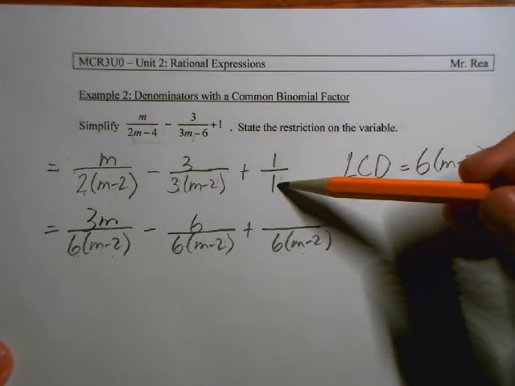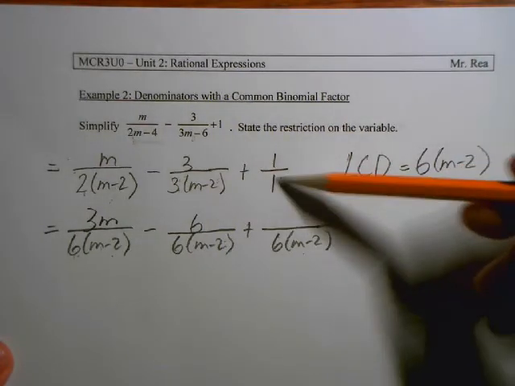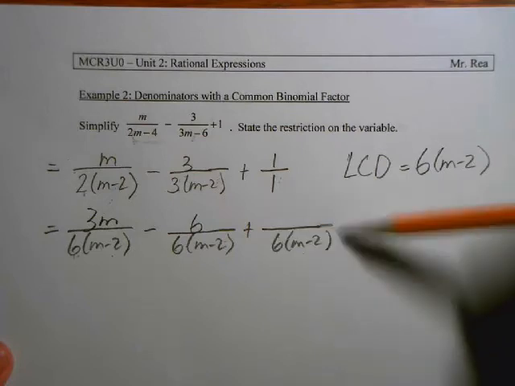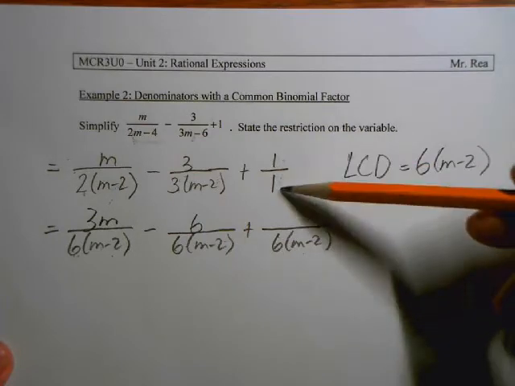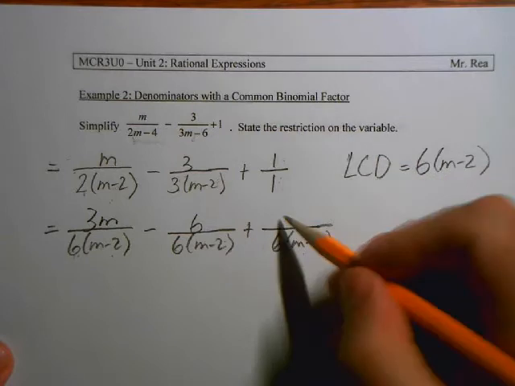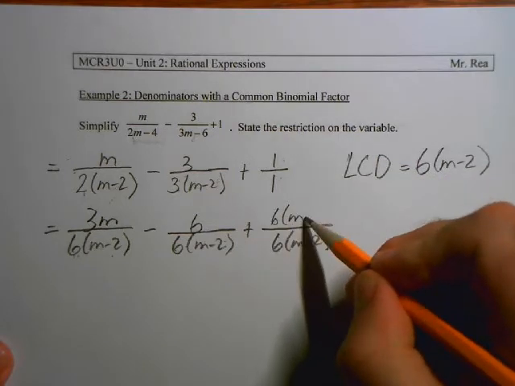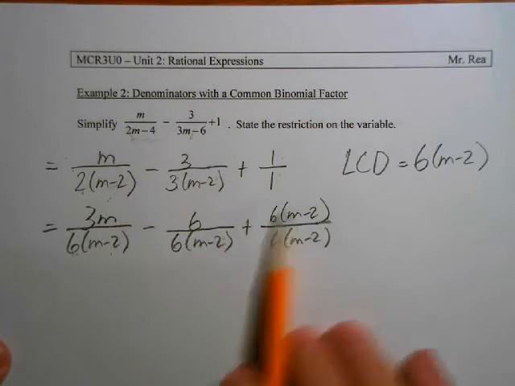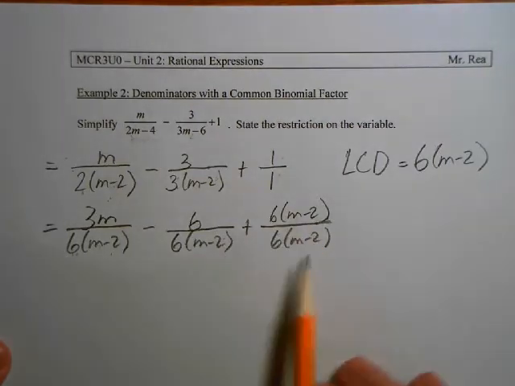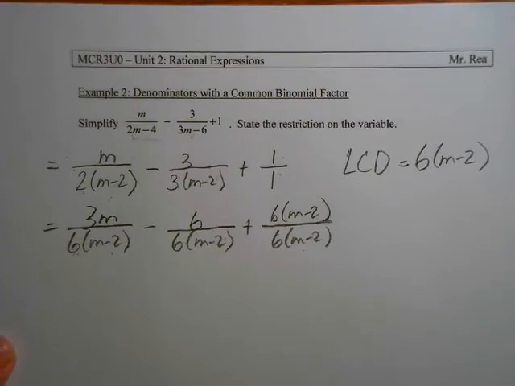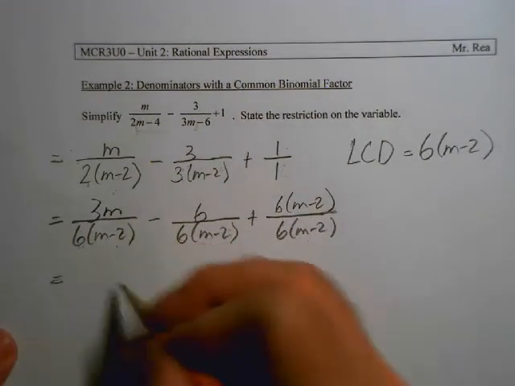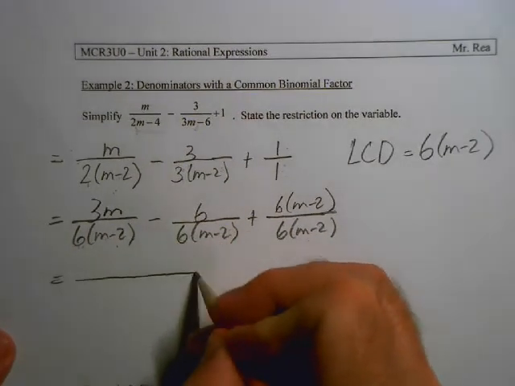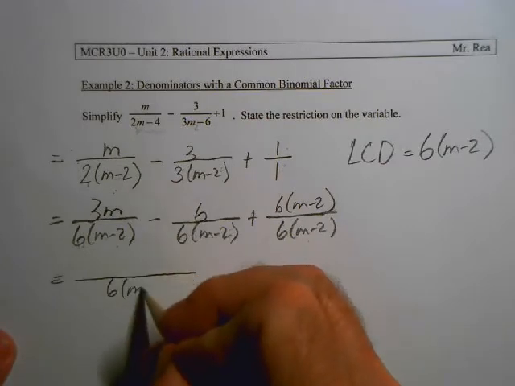That means I have to multiply the whole thing by what we're trying to get. So I need to multiply the top and the bottom by 6 times m minus 2. So I have 6 times m minus 2 on the top. And you can easily see, it's the same thing on the top and bottom, so that's equal to 1. Now we can actually start combining into one rational expression with 6 times m minus 2 on the bottom.